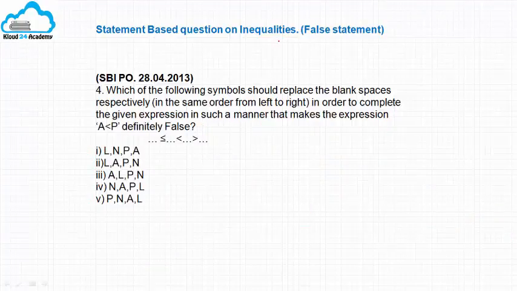Statement-based questions on inequalities. So far, we were given the expressions which were true.